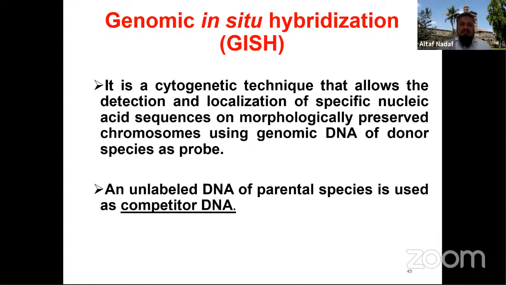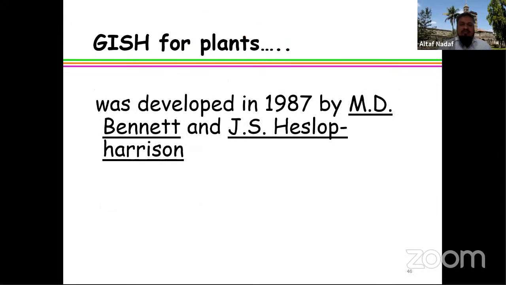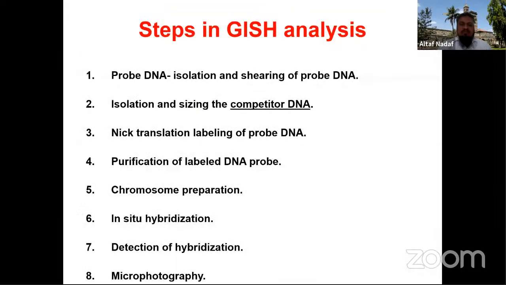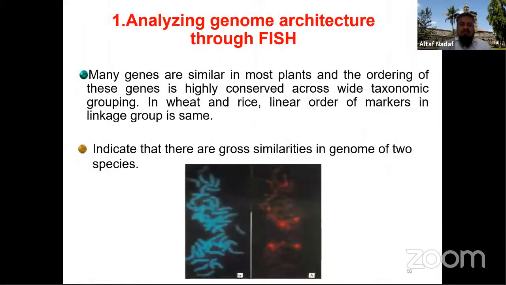Another is GISH. As I have told you, the whole genome here is used as a probe for hybridization, and then you can obtain the results. This was for plant species and was developed by Bennett and Hyslop Harrison. The same steps are involved as in the FISH analysis, so I'll skip this and come to the application part, which is important.